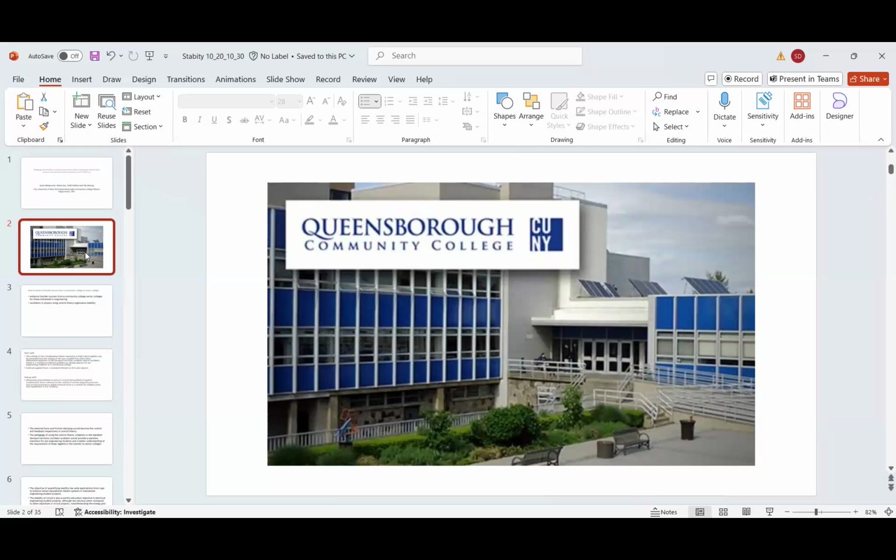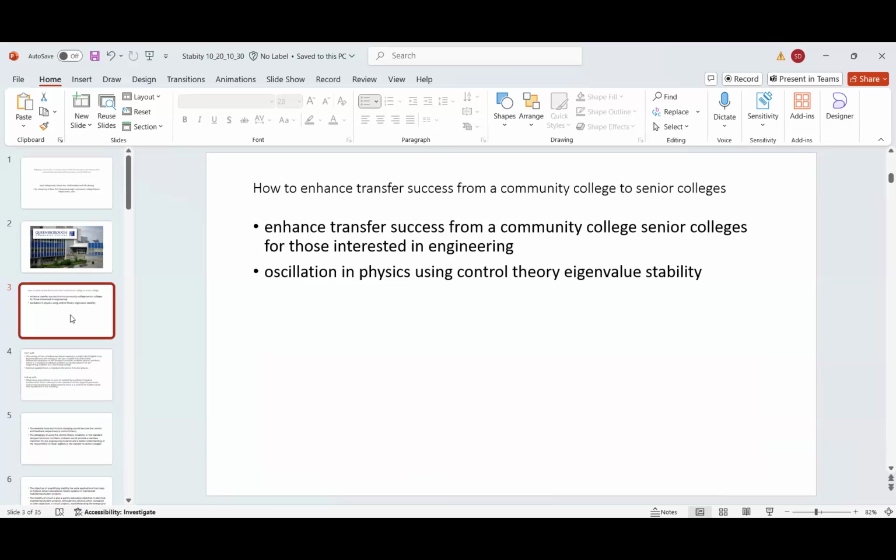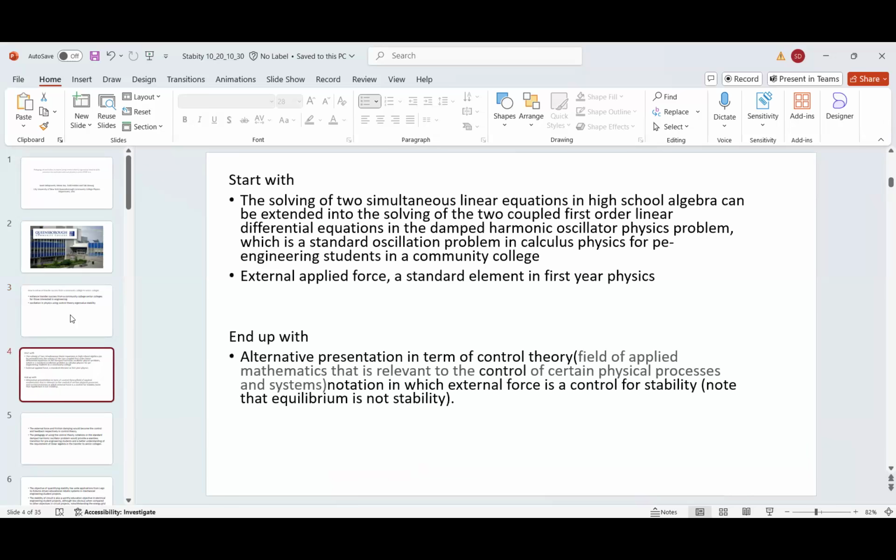Not only college students, even pre-college high school students spend summers doing research programs, either mentored research or funded by NSF, like the NSF REU program. We have research programs to enhance transfer success from community college to senior college, and one of the research projects used is oscillation physics using control theory eigenvalue stability.